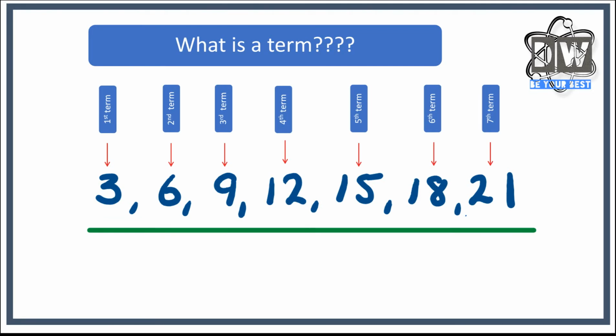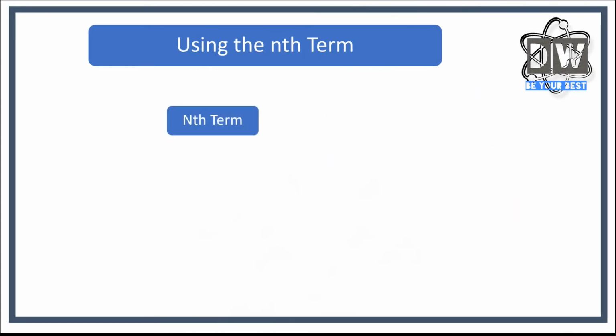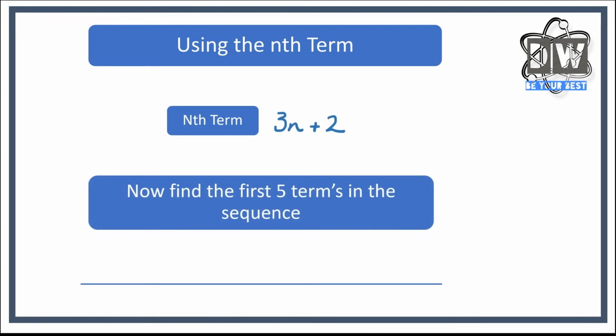Today we're going to be looking at finding the 10th term or the 100th term using the nth term formula. Let's go through an example. Here's my formula, 3n plus 2. Now find the first 5 terms in the sequence. To find the first term, I'm going to change this n for 1, because I'm finding my first term, remembering that n represents the term you're looking for.